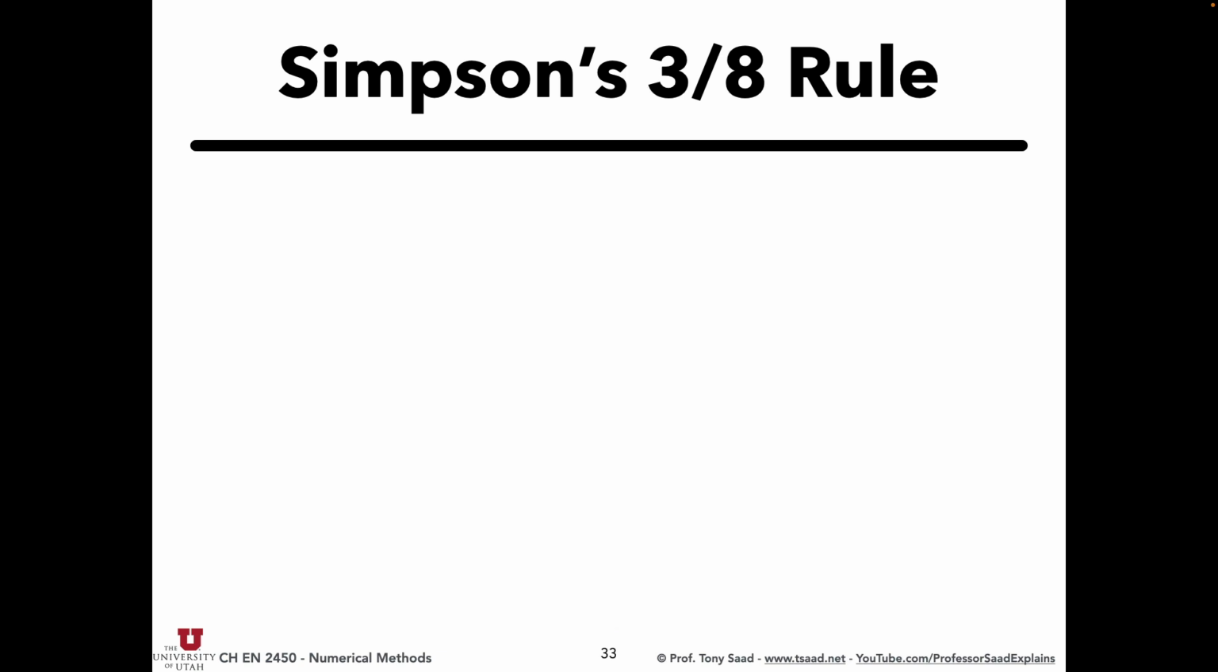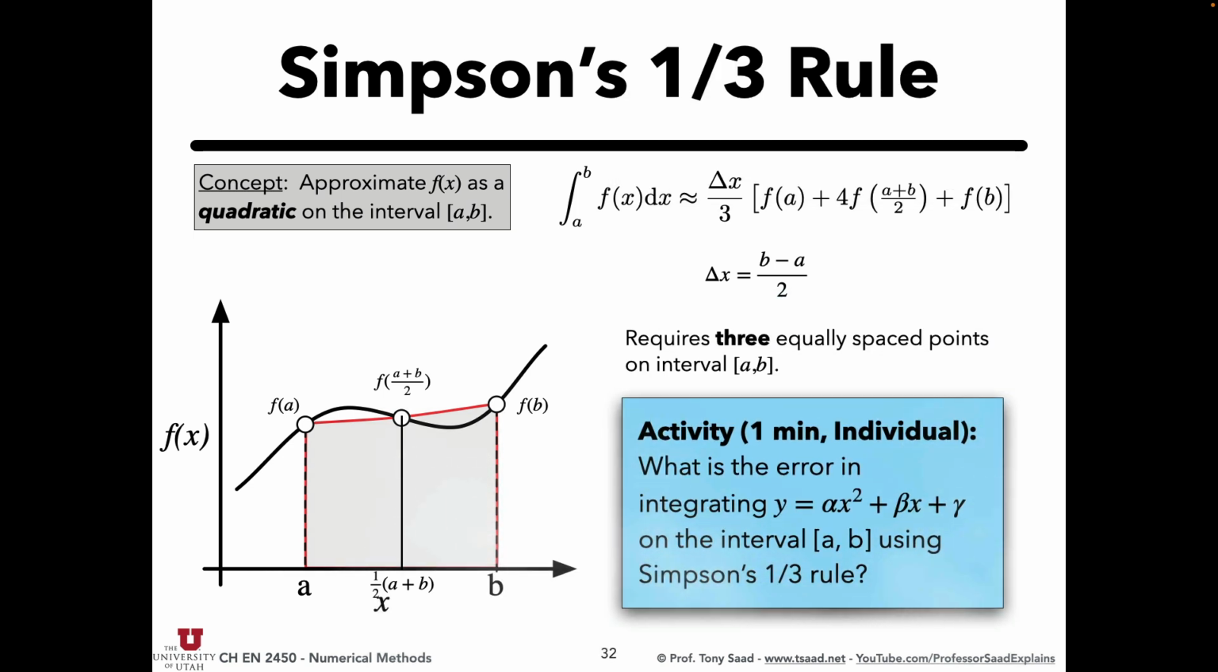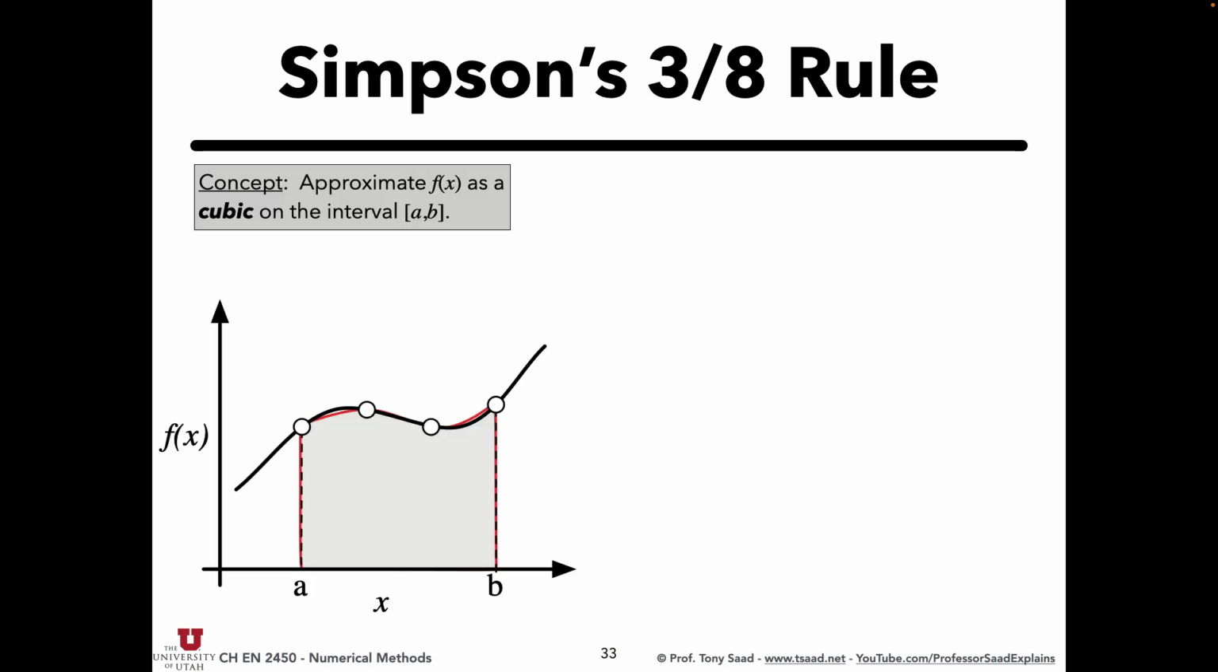If you're not convinced, go ahead and prove this for yourself. Integrate this by hand, get the answer, and then compare it to that formula up there. It's going to be spot on, exactly. Okay, Simpson's 3/8 rule. Now you go to the next order polynomial, which is a cubic. So again, you see the pattern here. Instead of fitting a quadratic between a and b, we're going to fit a cubic.